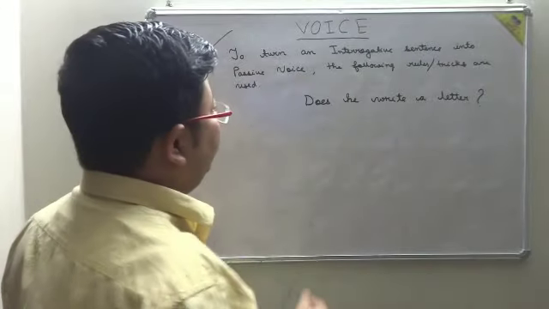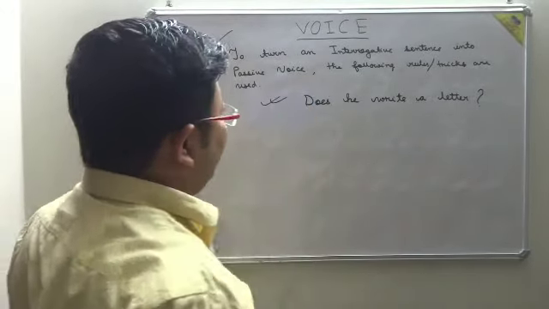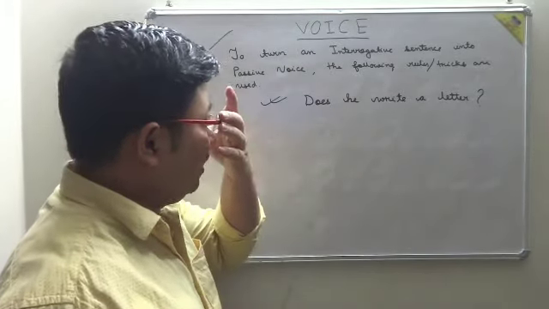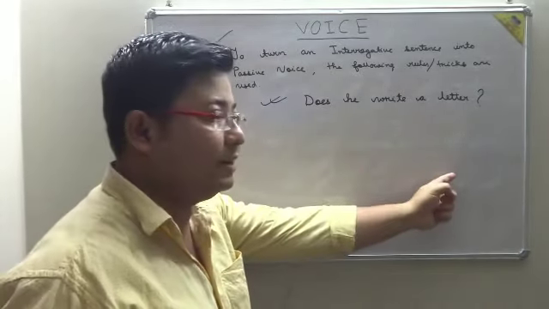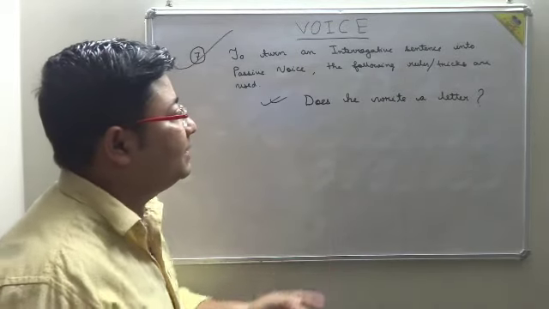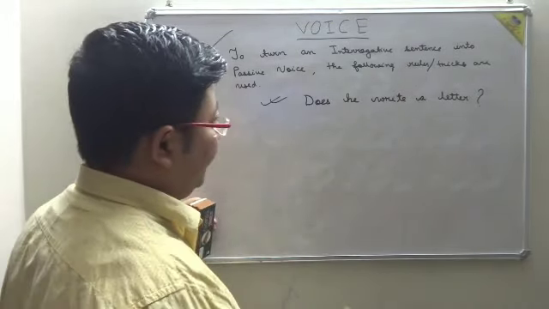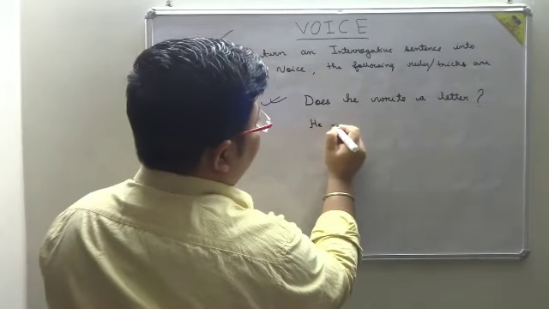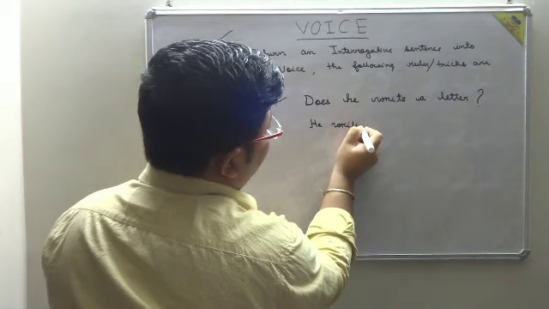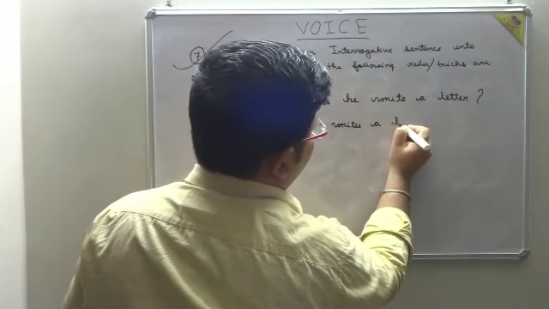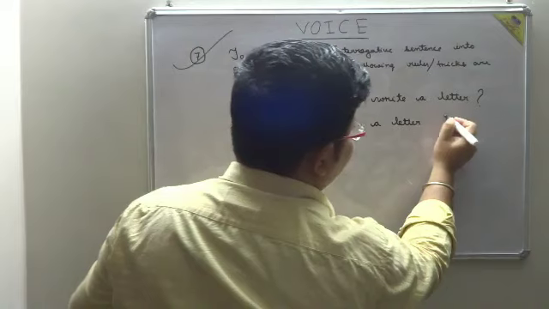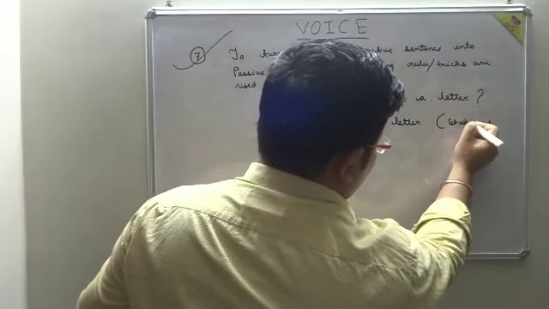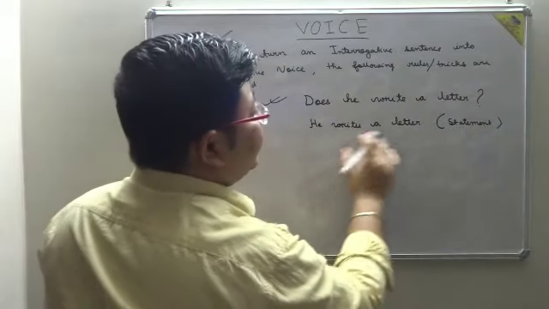First, observe this sentence. This is an interrogative sentence. Does he write a letter? I will turn this interrogative sentence into an assertive sentence or statement. I will simply write, he writes a letter. This is a statement or assertive sentence. He writes a letter.